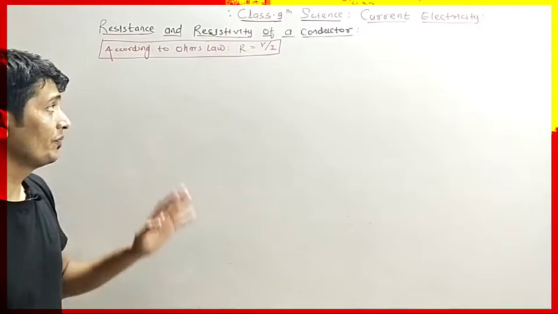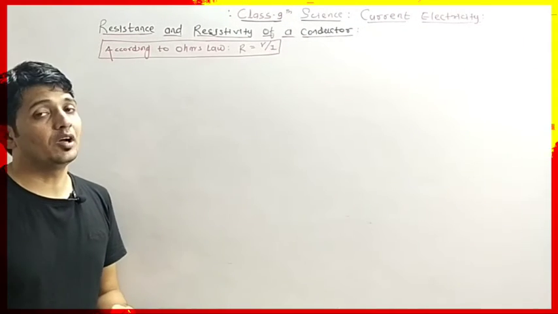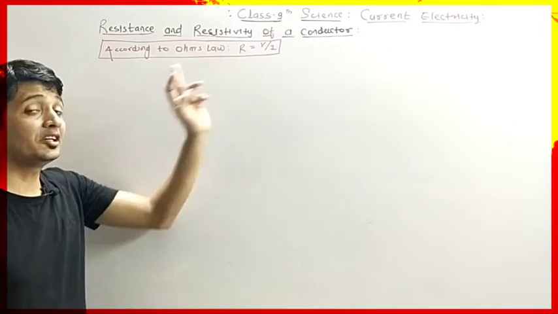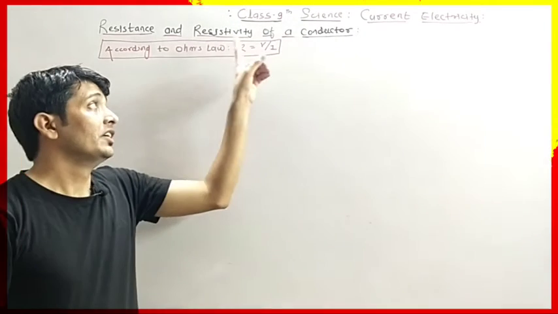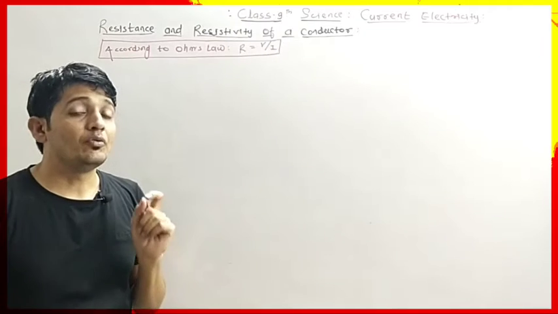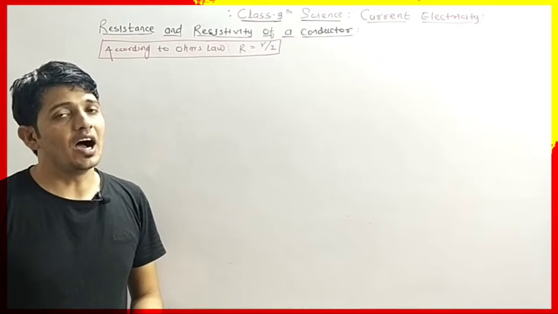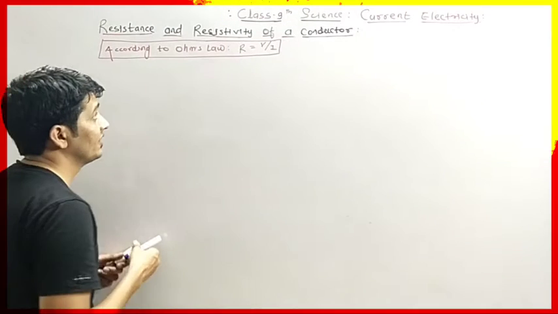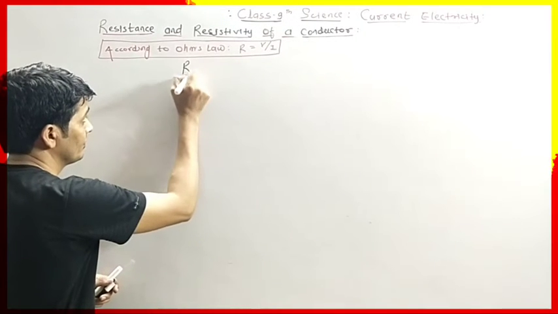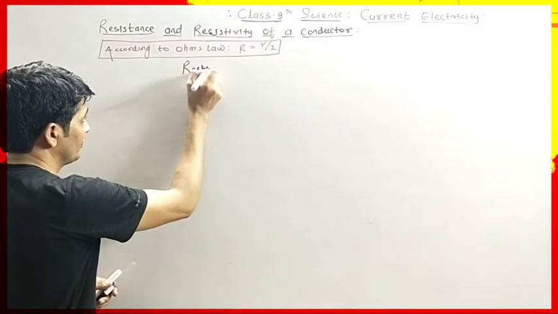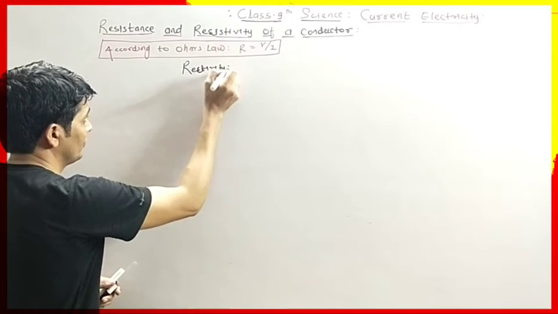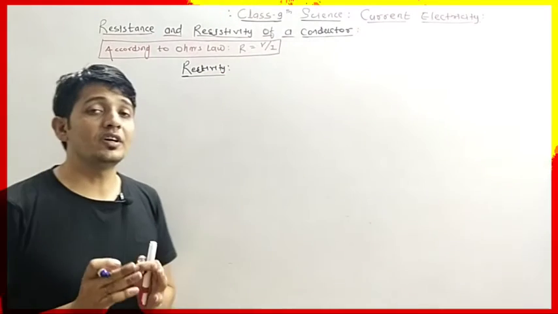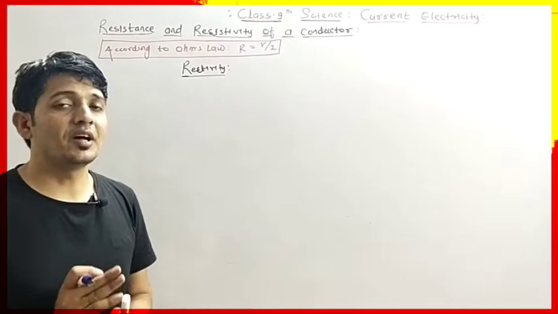In the previous video we have understood that according to Ohm's law, R is the resistance, which is V divided by I, where V is the potential difference and I is the current. So today we are going to understand the resistivity. To understand resistivity we have to understand it by an example.